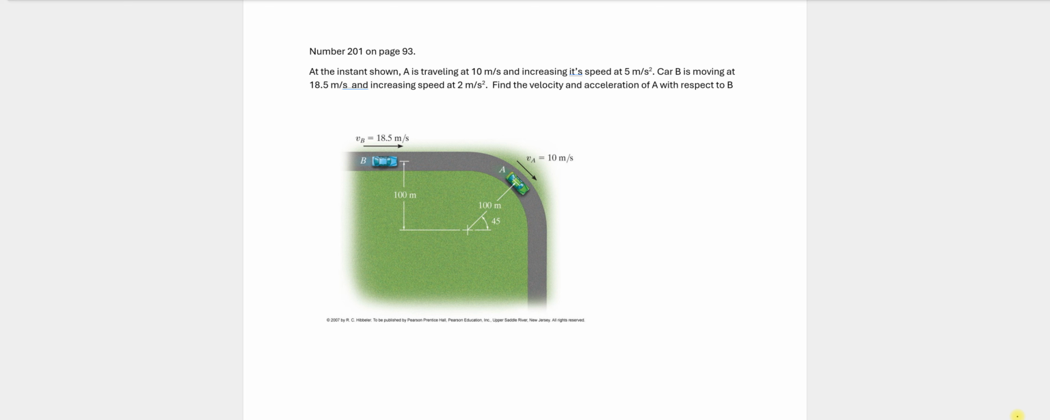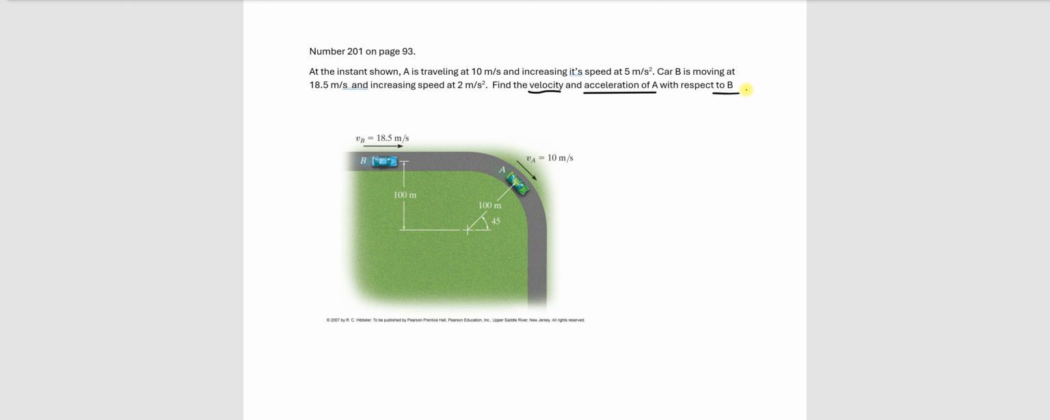I'm making this video to provide another example of calculating relative velocity and accelerations. We're going to take a look at number 201 on page 93. It says to find the velocity and acceleration of A with respect to B.